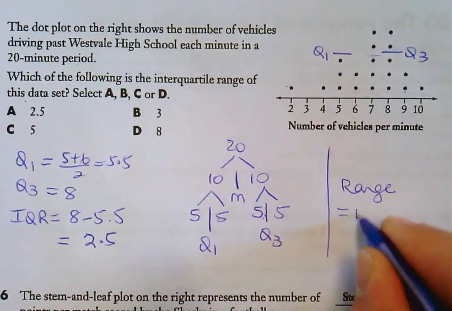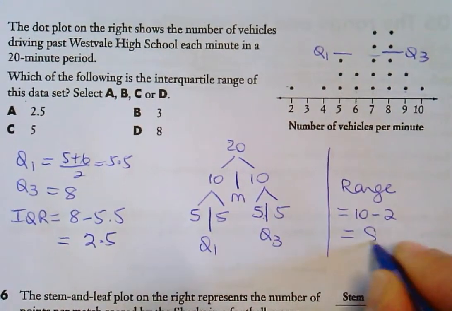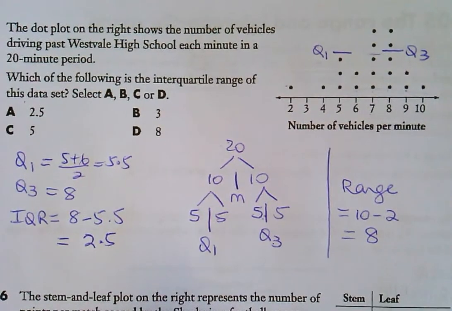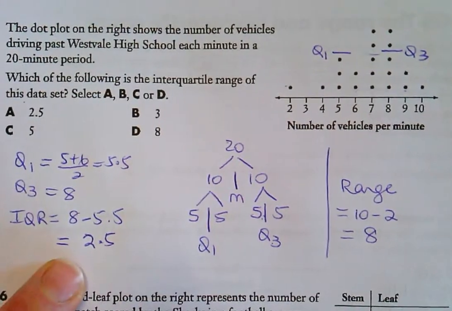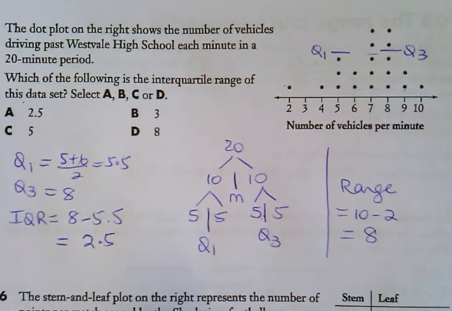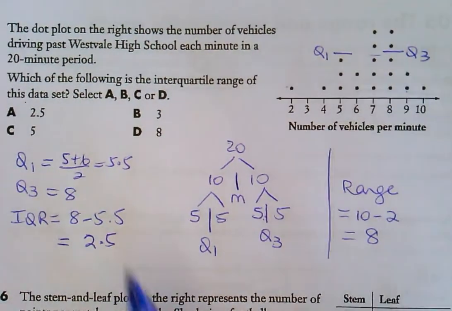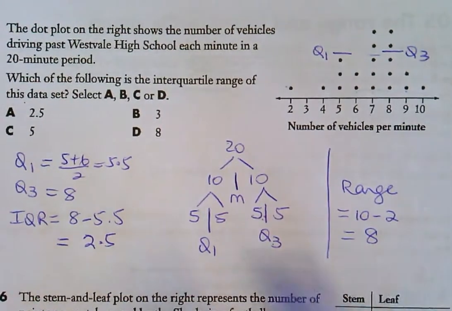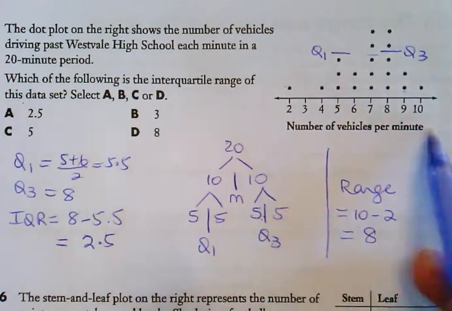Whereas what's the range? 10 minus 2, which is 8. See how the range is such a poor indicator of the spread? The middle 50% of scores are only 2.5 apart, but 100% of the scores are 8 apart.